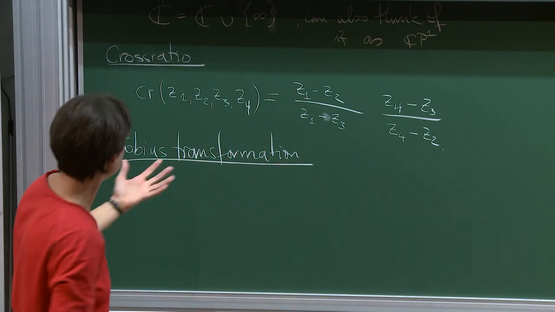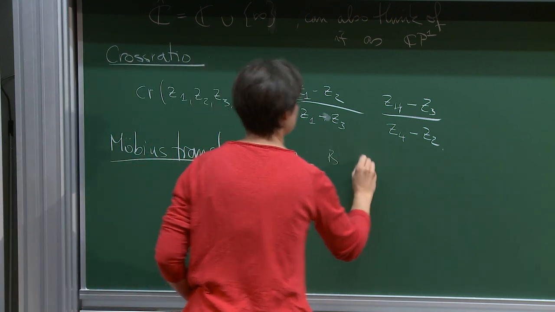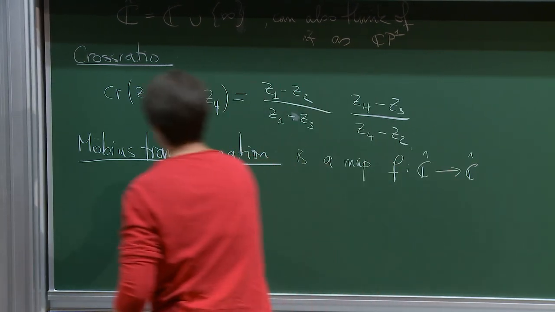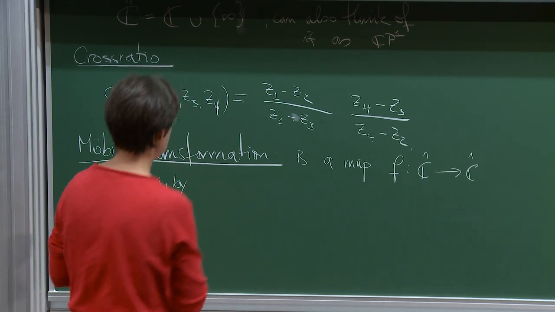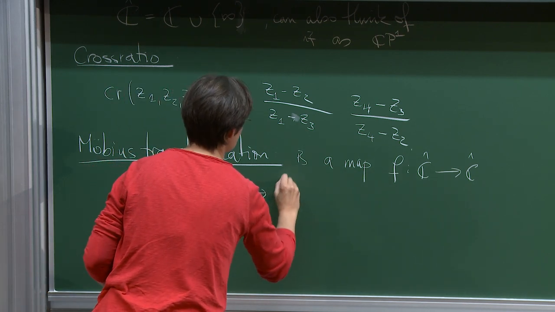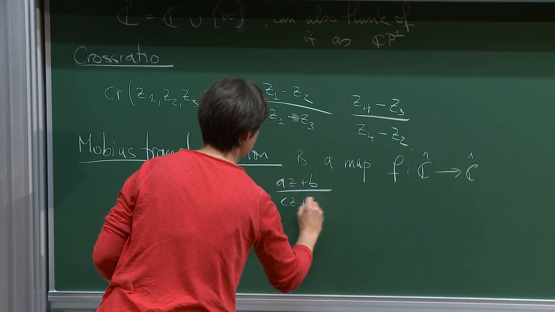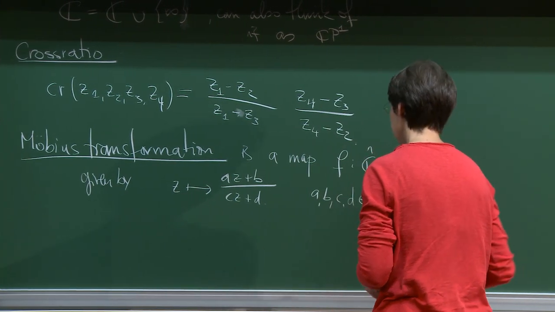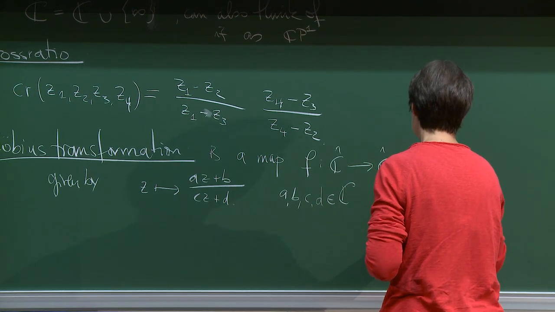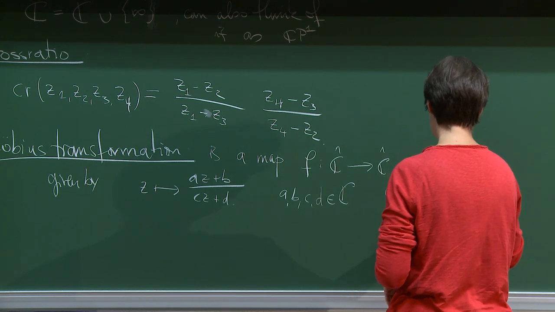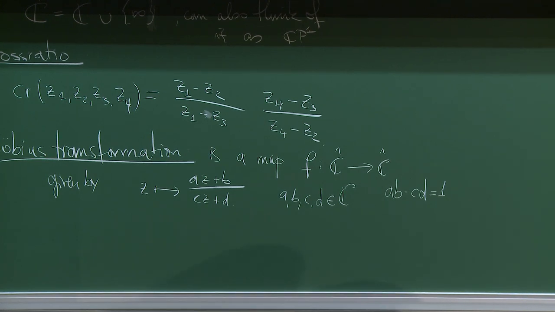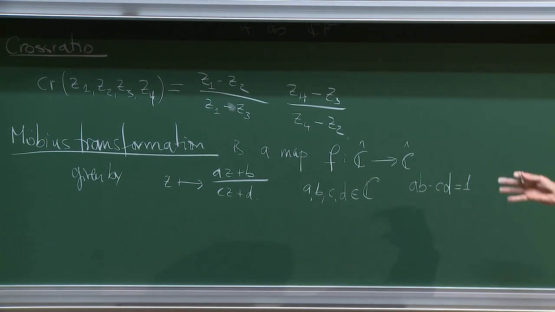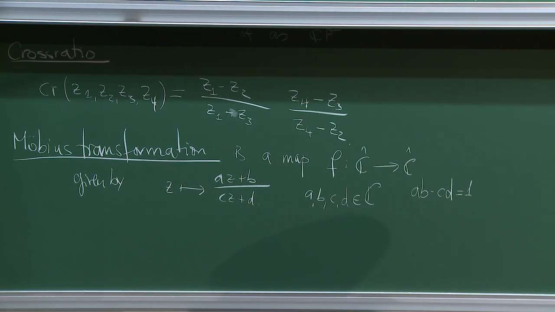So a Möbius transformation is a map F from C hat to C hat, given by a fractional linear transformation. So given by Z goes to AZ plus B divided by CZ plus D, where A, B, C, D are complex numbers, and you want that AD minus BC is equal to 1. Okay, so you could also just have it be non-zero, it's also fine. So how can you think of this group of Möbius transformations? It's very convenient to think of it as a matrix group.